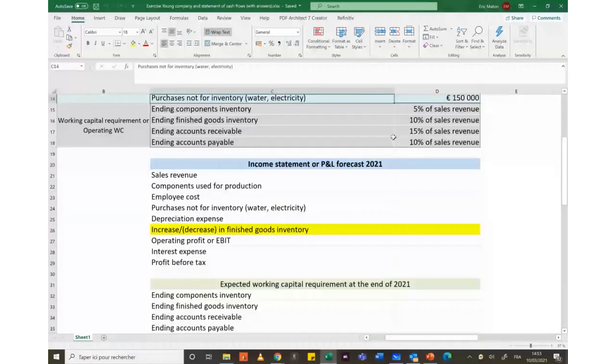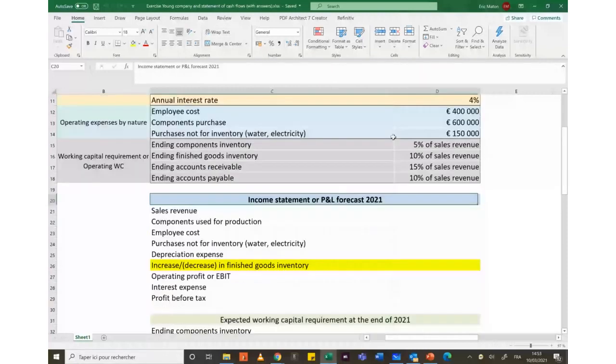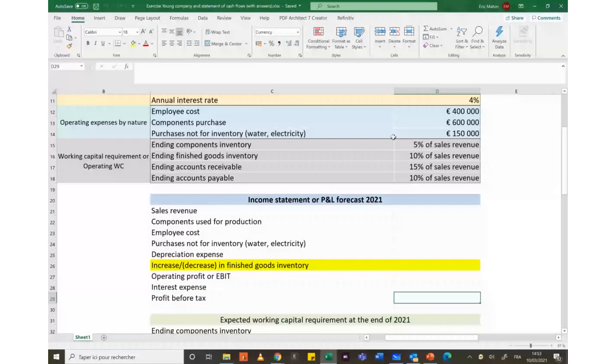So now we start with the P&L. We start from the P&L because we want the indirect method. So don't forget, in your P&L, what you want is the expense in function of what you sell. You match expenses against sales. So the sales revenue expected for 2021 is 1.2 million.